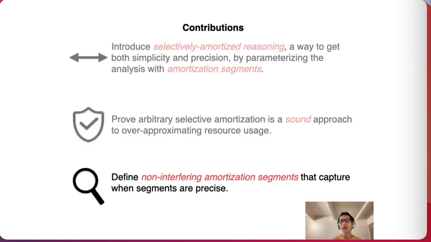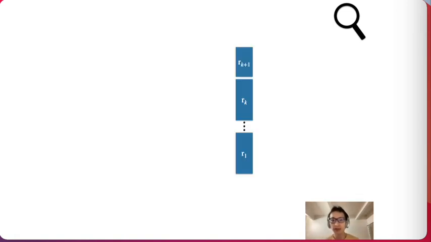So far, we have introduced selectively amortized reasoning and informally given a sense of why arbitrary selective amortization is sound. Since now arbitrary choice of segment is sound, the next natural question is, how do we actually select a segment? Back to our visualization of selectively amortized reasoning. We partition the program trace into a sequence of segments.